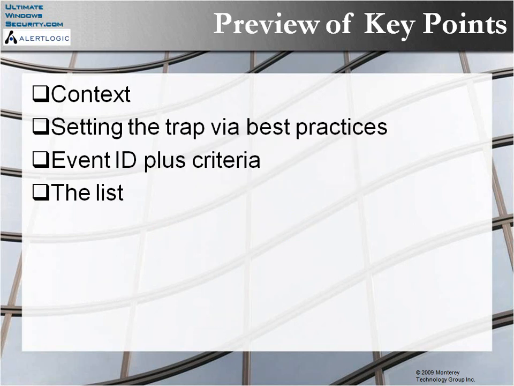So here's what we'll be talking about. First of all, I'm going to set the context of these top 10 indicators. And then I'm also going to point out that there are some best practices required if we're going to set the trap for some of these events to really be recognizable. I'll show you what I mean by that in a second. Also, we're going to talk about the fact that you have to look for not just the specific event ID, but sometimes there's some additional criteria. And then we'll get into the actual list.